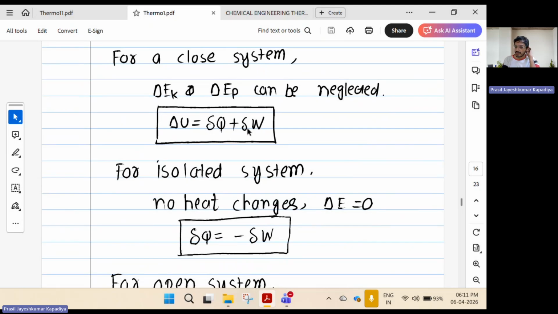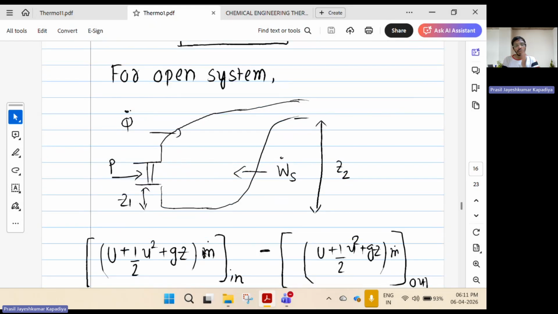So this delta symbol, del symbol, is for path functions. For isolated system, there is no temperature change, so there will be no heat added to the system. So delta E is 0. So del Q is equal to minus del W. Now we have also learned this for open system, so let's try to have a look at this from here.